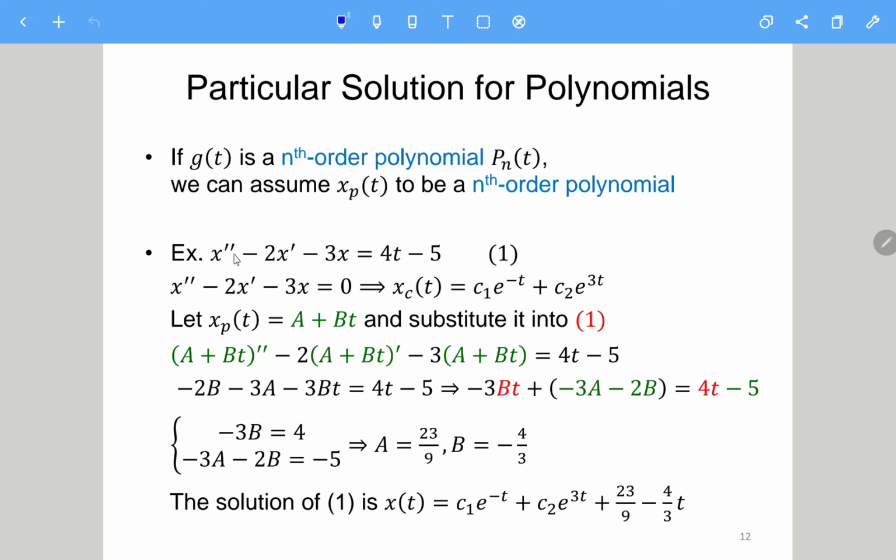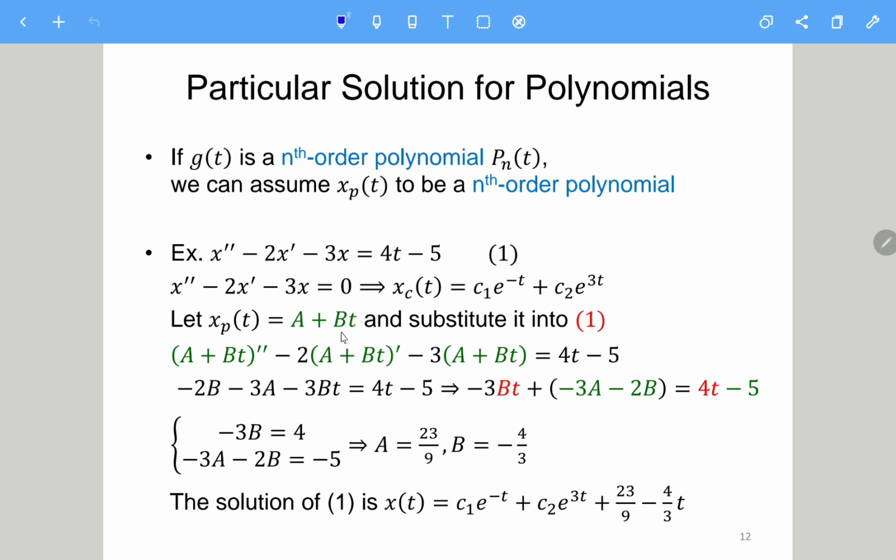Let's see an example. We have x double prime minus 2x prime minus 3x equals 4t minus 5. This is a constant coefficient ODE, and on the right side is a first order polynomial, 4t minus 5. With or without the zero order term, it is still first order. So even without the minus 5, we should assume the particular solution to be a plus bt.